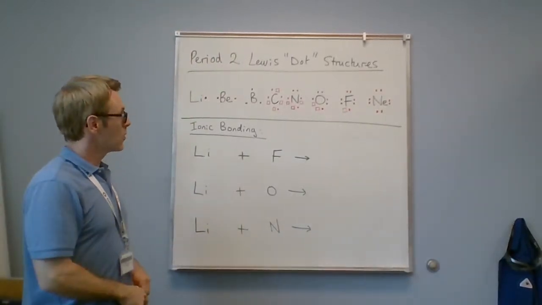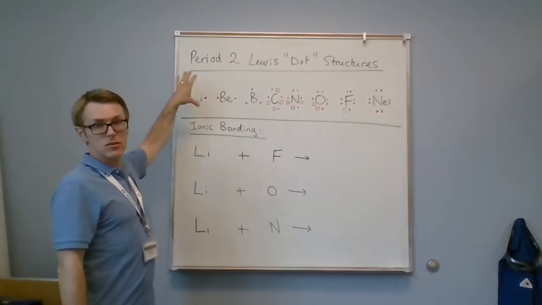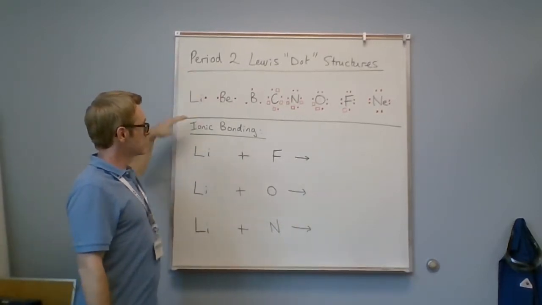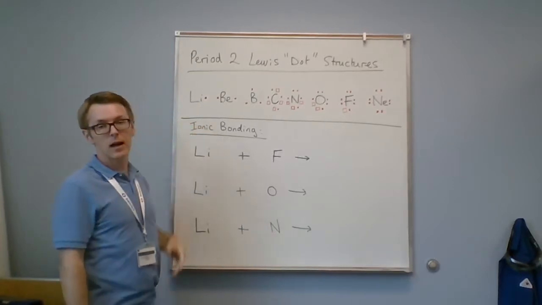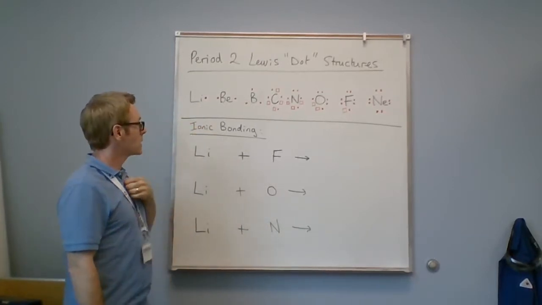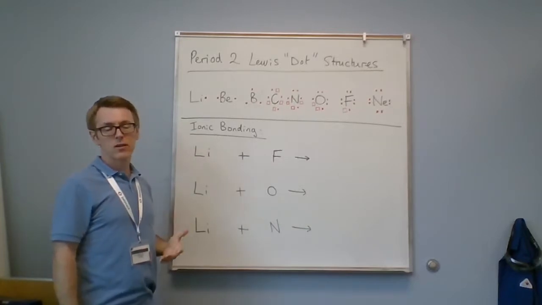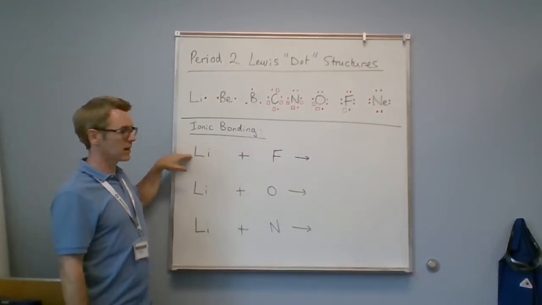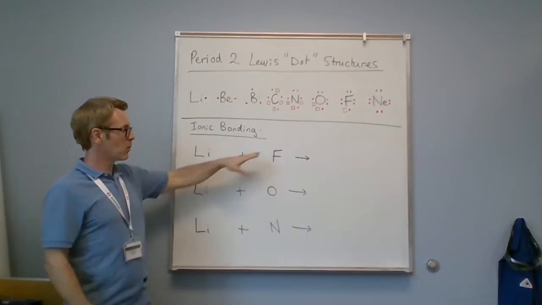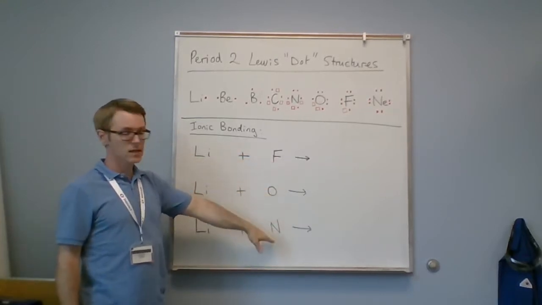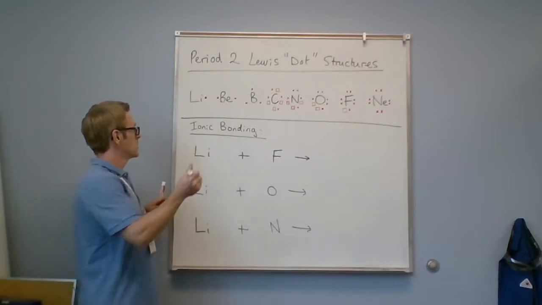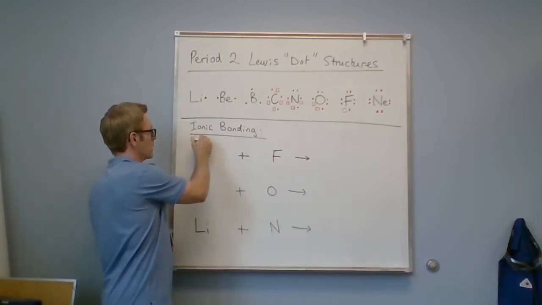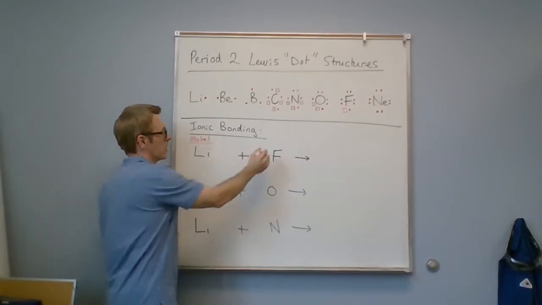In this short video, we're going to extend our Lewis dot structure from a previous video, and we're going to use it to explain ionic bonding. Ionic bonding is the interaction of a metal with a nonmetal. So in this example, we have lithium as a metal, and we have fluorine, oxygen, and nitrogen as nonmetals. So we can write here metal, nonmetal.